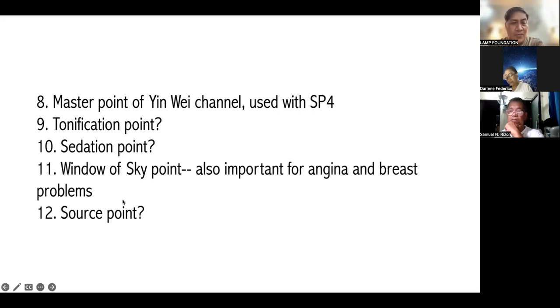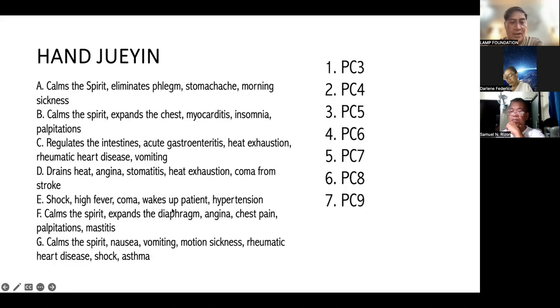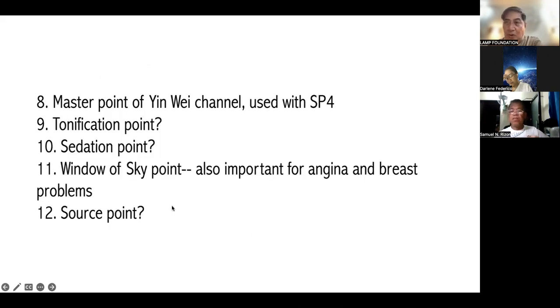What did we mention about PC? I think it was mentioned earlier. Source point. What is the source point? The source point is the same as the sedation point. That is pericardium 7. This is synonymous to what point in the five shu or the five antique points? The shu stream point, right?